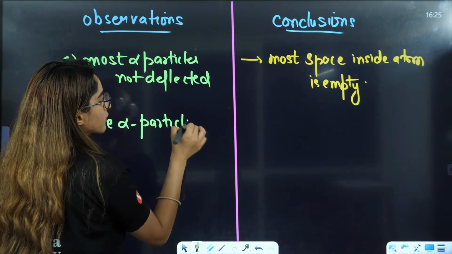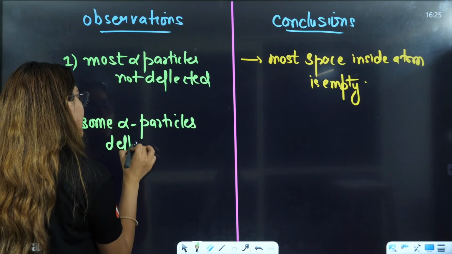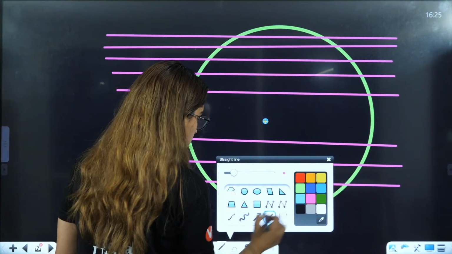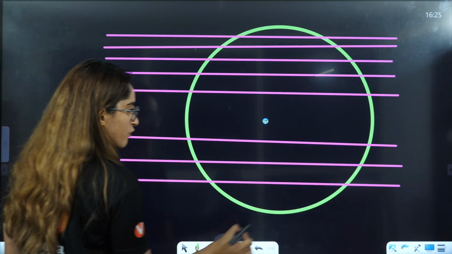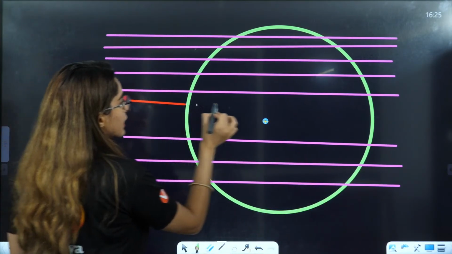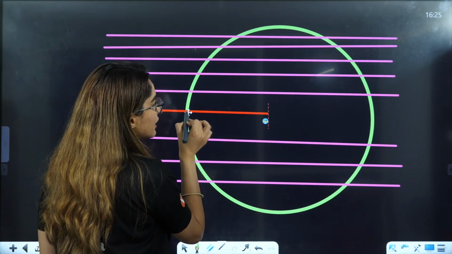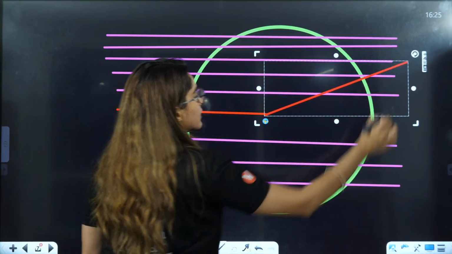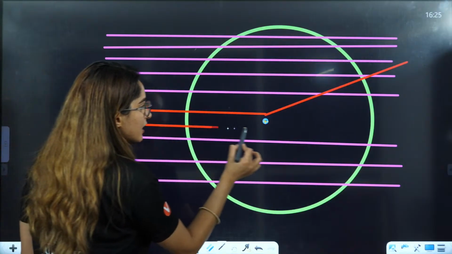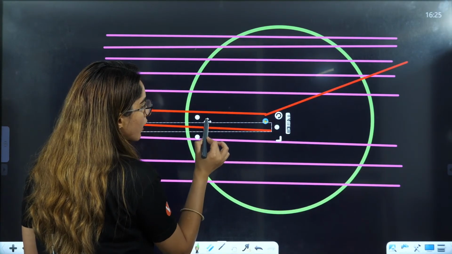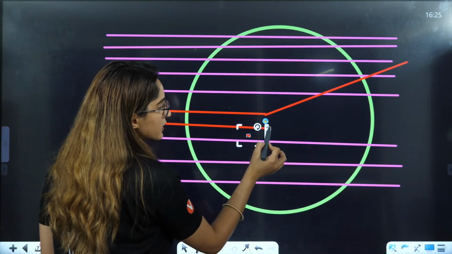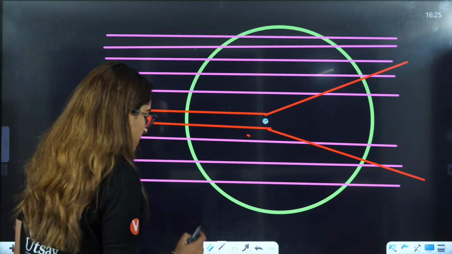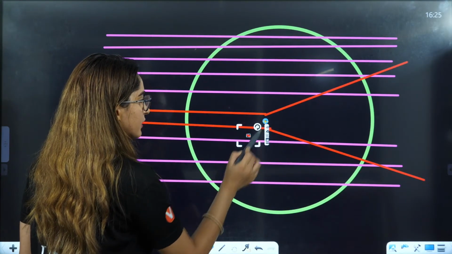were deflected or deviated. Now, what are these some alpha particles? Let us see this. They were moving like this. They were going like this, right? Because now they are very near to the nucleus. So that's why they got deflected, right? This is what you will see, that some of the alpha particles got deflected.